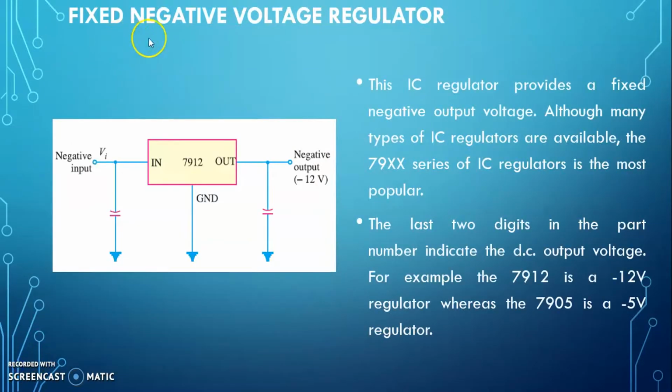Next we can see the fixed negative voltage regulator. This IC regulator provides a fixed negative output voltage. Although many types of IC regulators are available, the 79XX series of IC regulator is the most popular. The last 2 digits in the part number indicate the DC output voltage. For example, the 7912 IC is a minus 12 volt regulator, whereas 7905 is a minus 5 volt regulator.